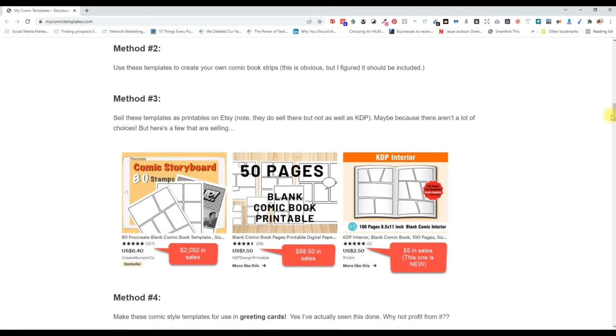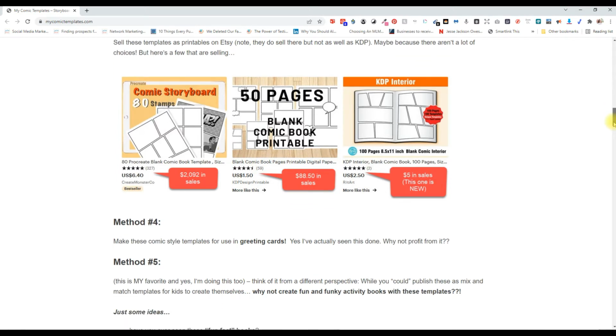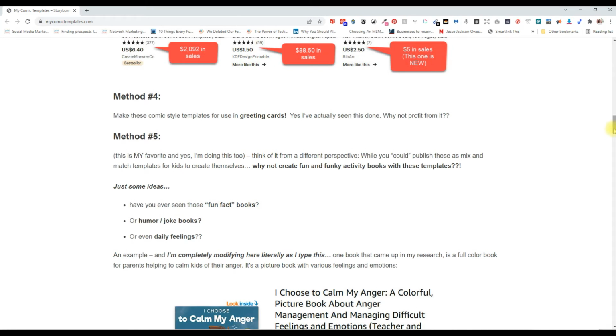All right. The second method is, obviously, to make your own comics. So that kind of goes without saying. Then you can also sell these as printables on Etsy. So Amber has put in some examples of Etsy sellers who do sell these kinds of templates and shows you the kinds of potential. She also talks about using them in greeting cards, and so that's kind of a cool idea. And I can see how you could use those totally. I'm kind of a greeting card person, so I have some ideas about how I could do that.